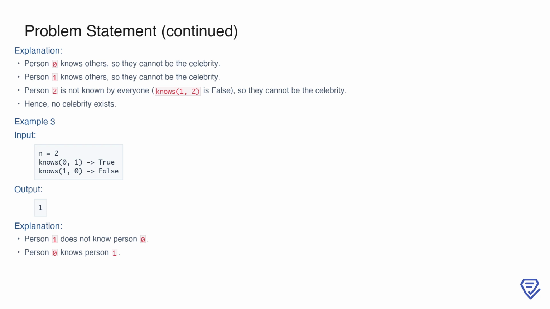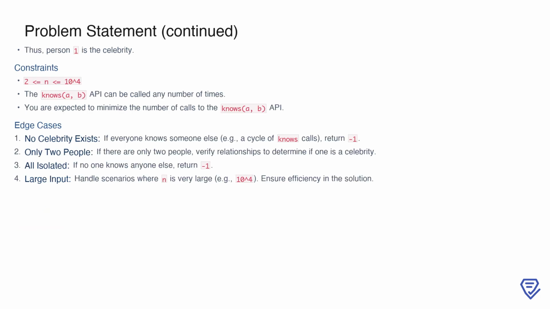Now, let's consider a smaller party with just 2 people. Here, person 0 knows person 1, while person 1 does not know person 0. Based on these relationships, person 1 satisfies both conditions of being a celebrity. They don't know anyone else, and they are known by person 0. Therefore, the output in this case is 1, meaning person 1 is the celebrity. This shows how even with a smaller group, we can use the knows API to determine the celebrity. To summarize, person 1 in the 2-person example is the celebrity because they don't know anyone, and they are known by the other person.